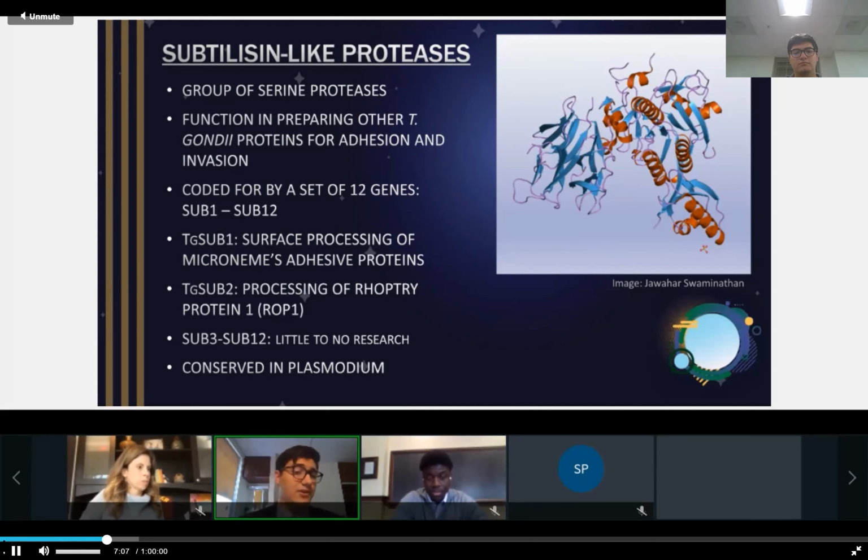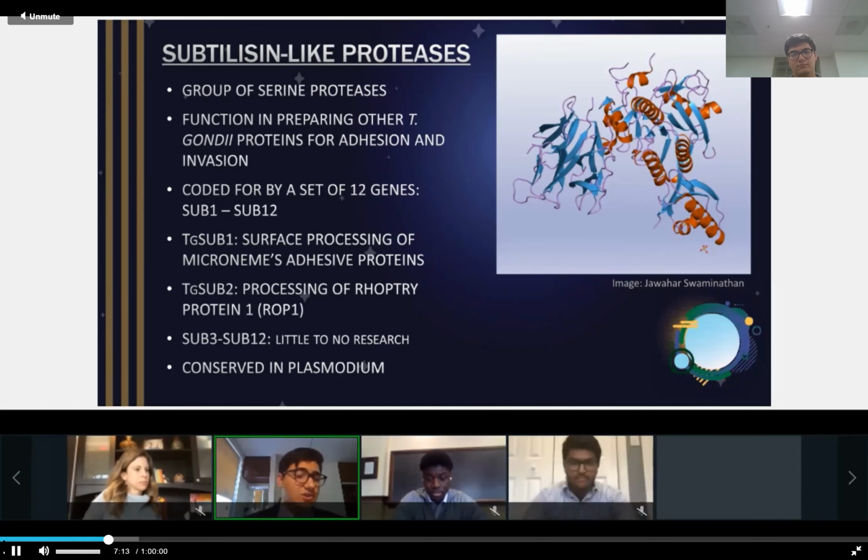But for SUB3 through SUB12, there's little to no research out there on them, other than you can see where they are in the genome and their genomic sequences, but there's barely any research. Honestly, I couldn't find any research on the function of these. And so I wanted to look at the SUB4 gene and see, is this vital? Can the Toxoplasma gondii live without this gene?